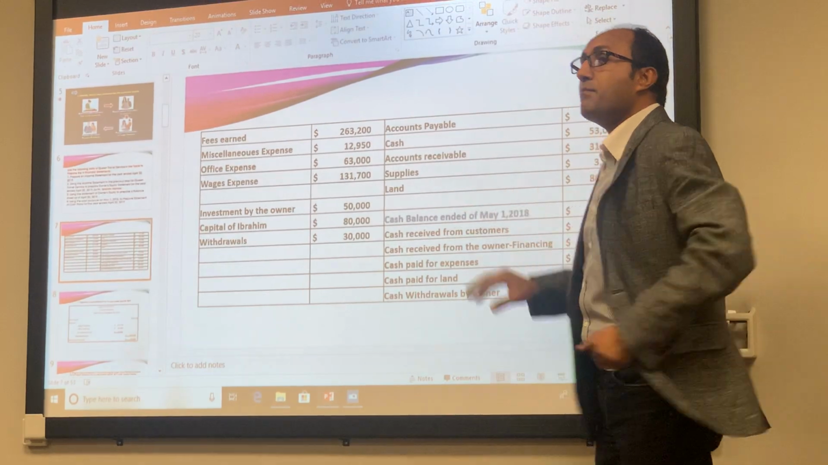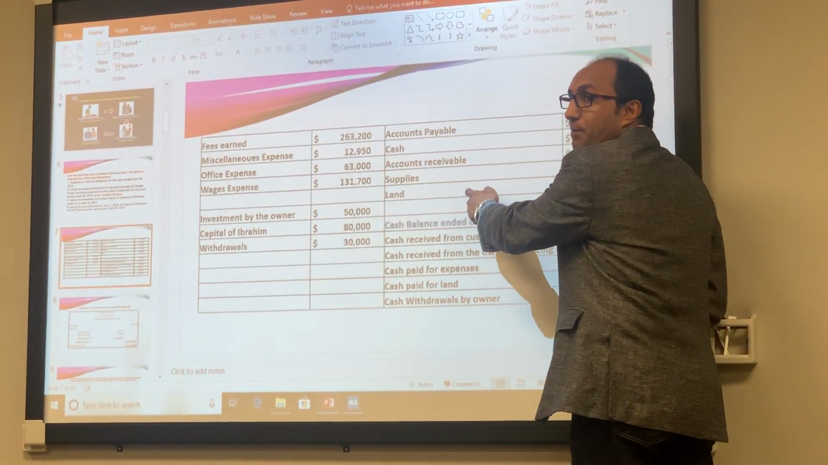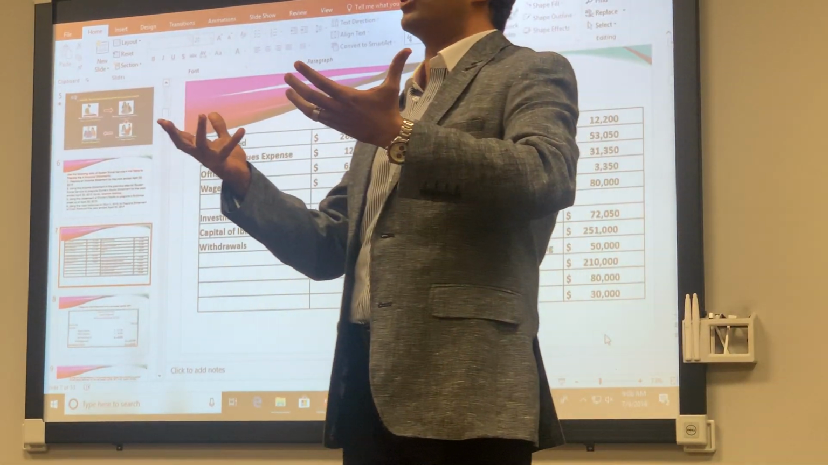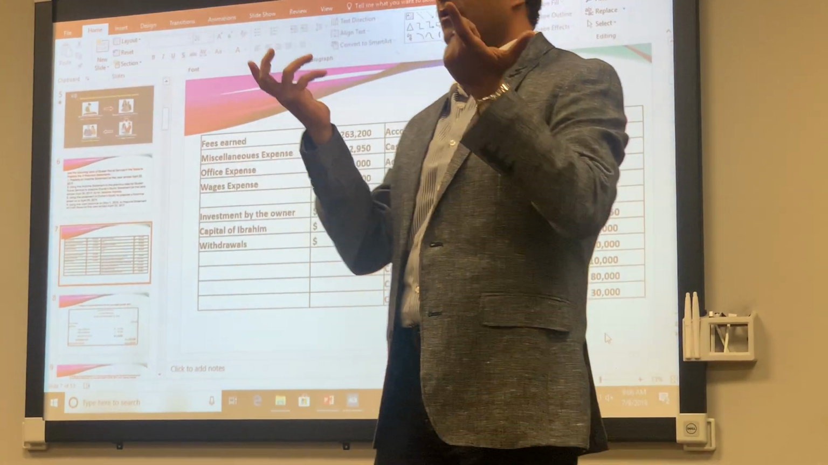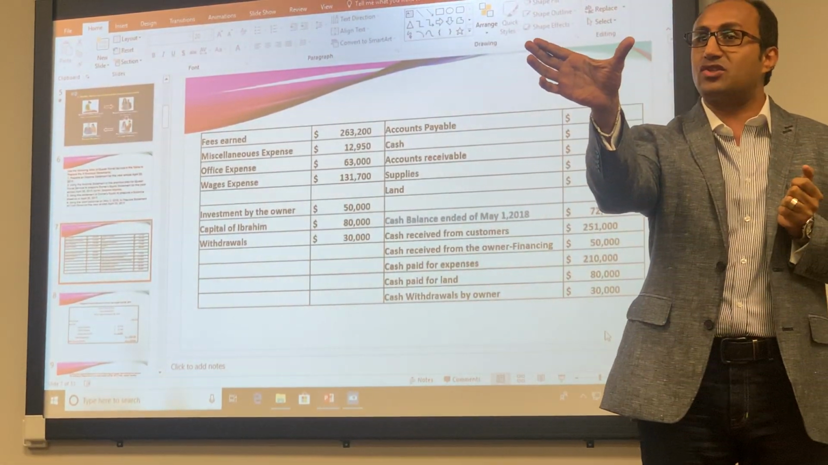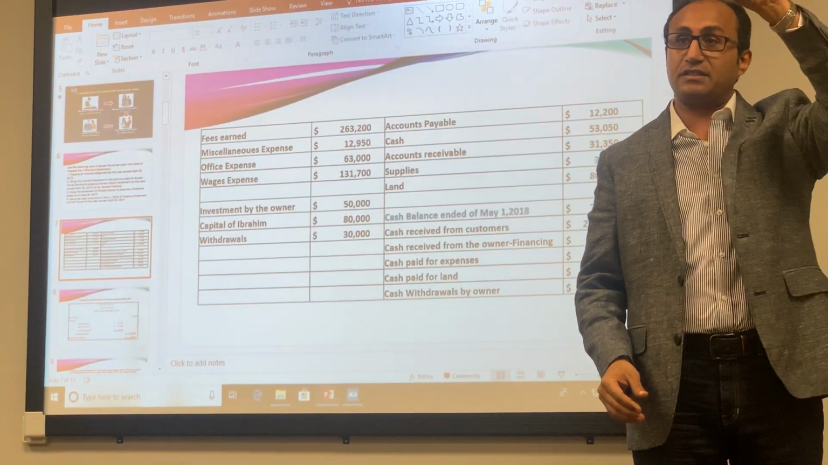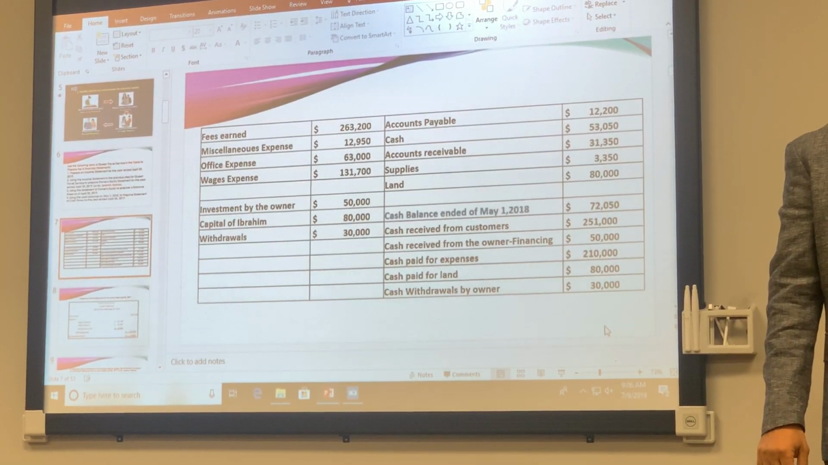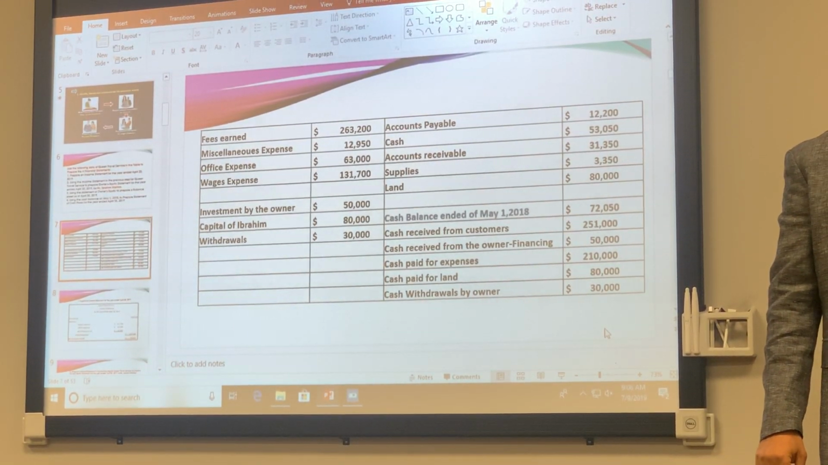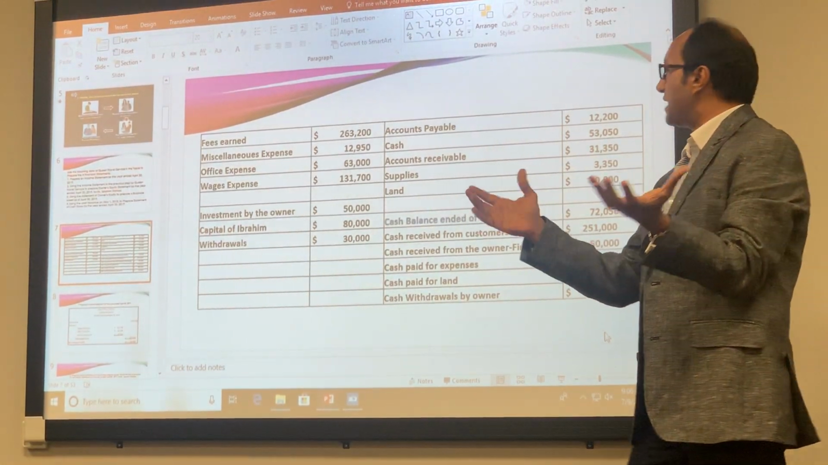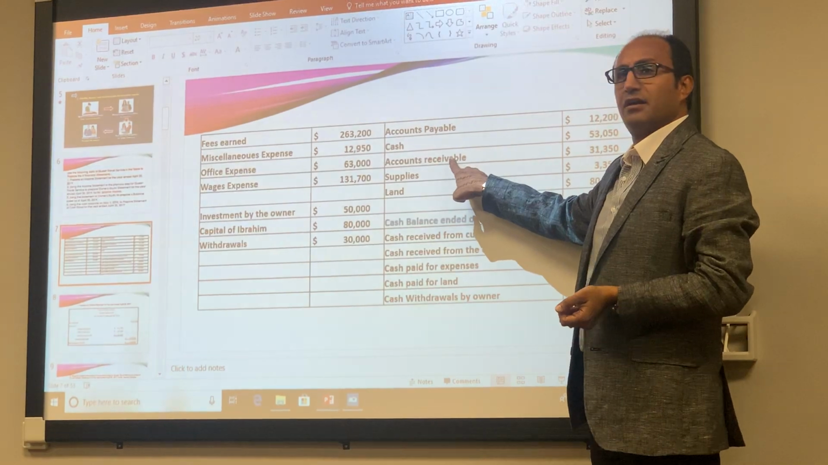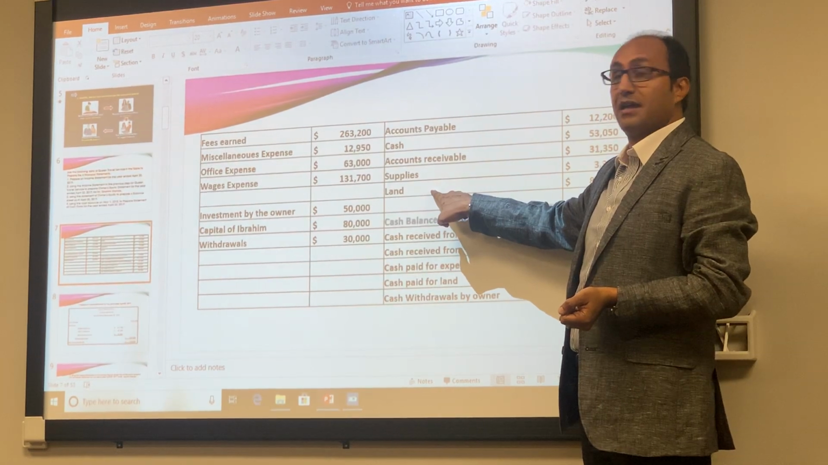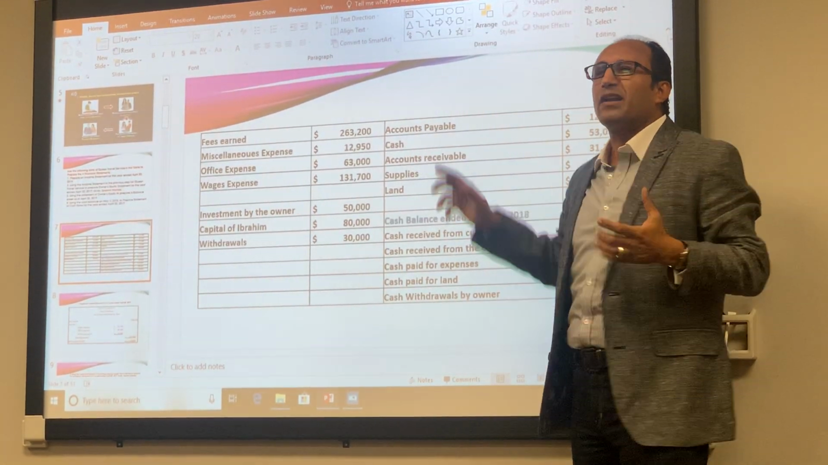balance sheet. But we miss something here: when you prepare a balance sheet, how can you find owner equity? Think about it. Because the balance sheet consists of what? Three sections: assets, liabilities, owner equity, right? So here we have assets, cash and accounts receivable, supplies, land. We have liabilities as accounts payable. But where is the owner equity?